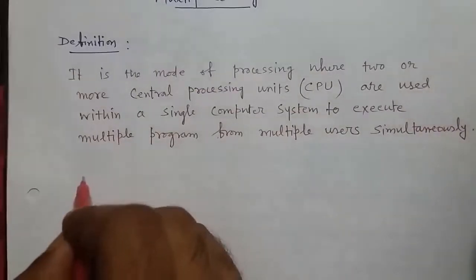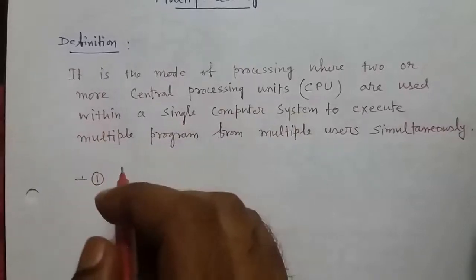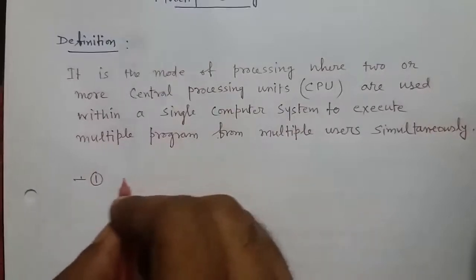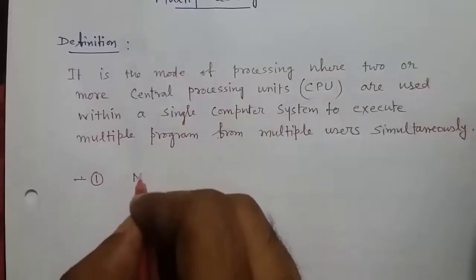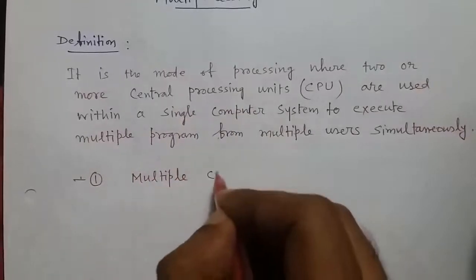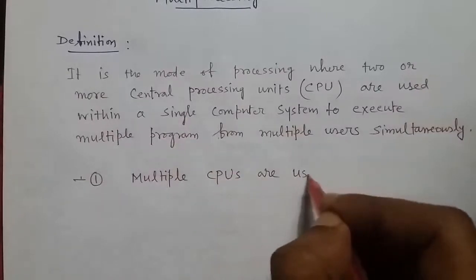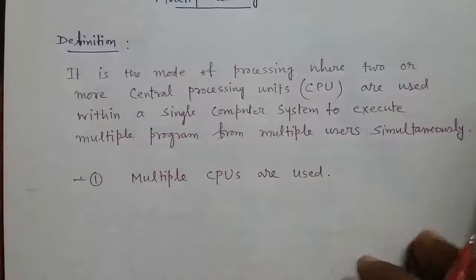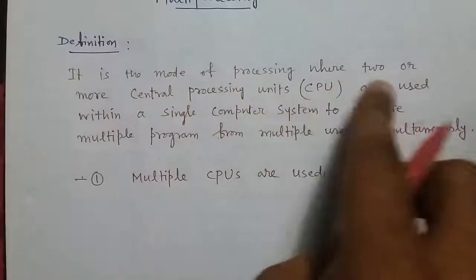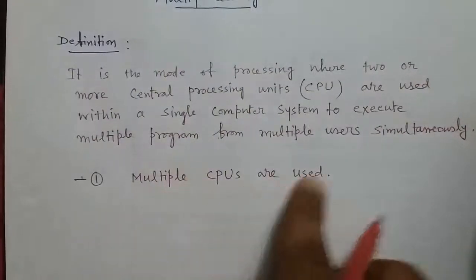Number one is, in multiprocessing multiple CPUs are used. Multiple CPUs, means central processing units, are used. Because it is the mode of processing where two or more central processing units are used. That's why in multiprocessing multiple CPUs are used.